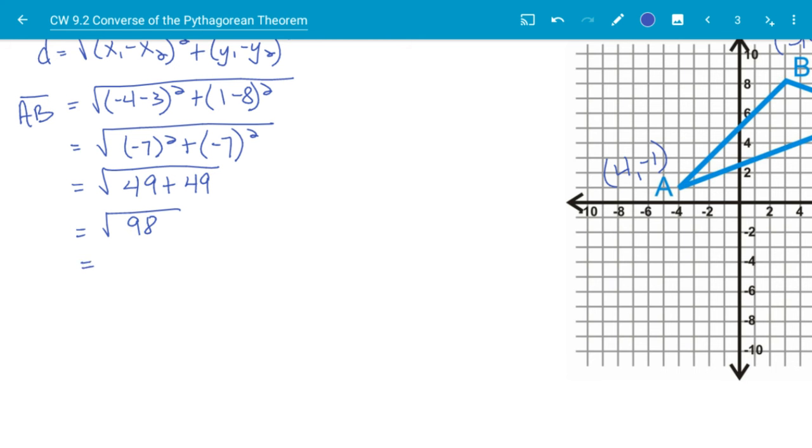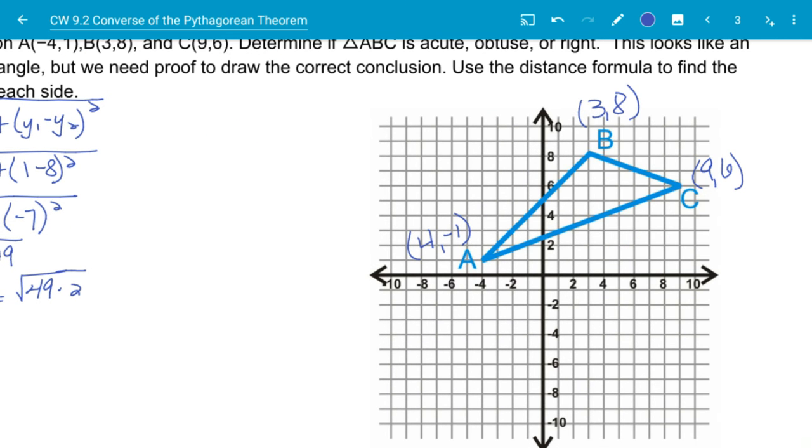And then I have to take out any perfect squares in here. The perfect square in 98 is 49 times 2. The square root of 49 is 7, and that leaves me with the square root of 2. So the length of segment AB is 7 square root of 2. I'm just going to write that over here: 7 square root of 2, that's AB. So then let's take a look at BC.